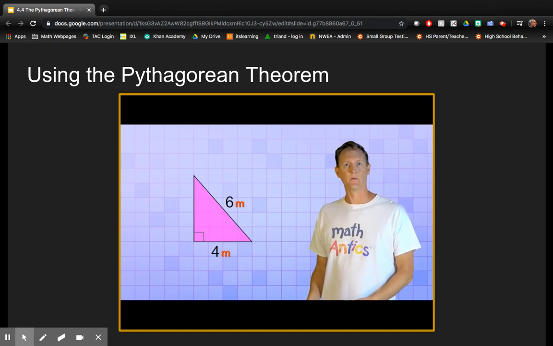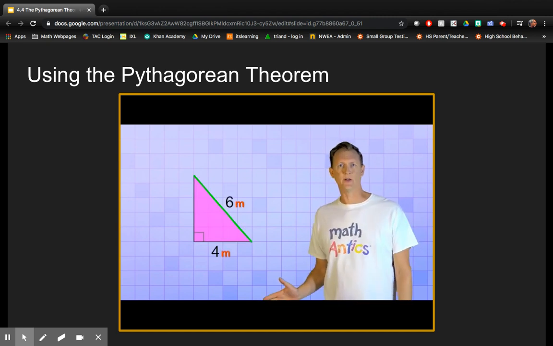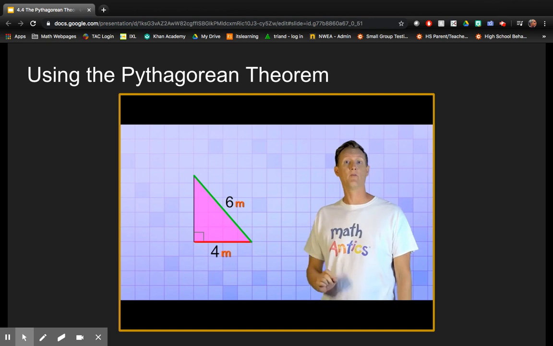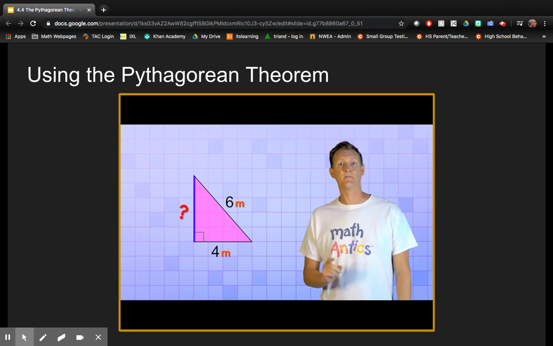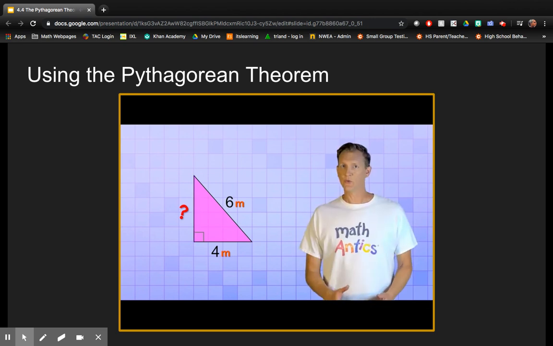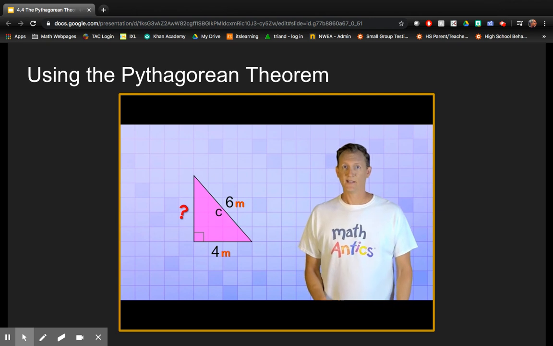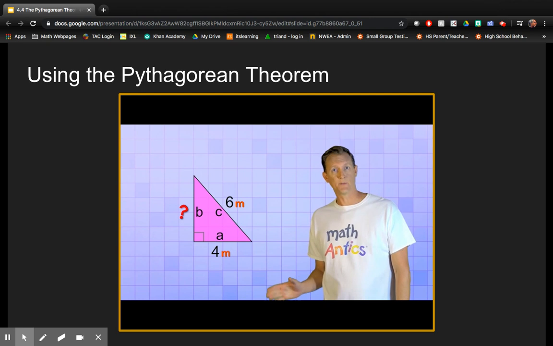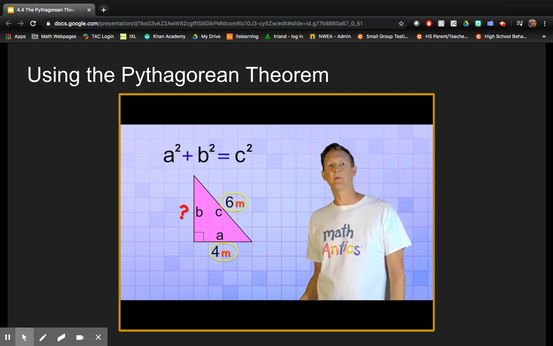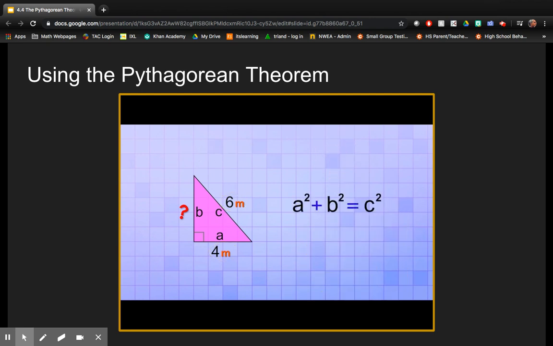Let's try another example. For this right triangle, we know the length of the hypotenuse, 6 meters, and one of the legs, 4 meters. But the length of the other leg is unknown. So let's use the Pythagorean theorem to find that unknown length. As usual, we call the hypotenuse side C. Let's call the leg we know side A, and the leg we don't know side B. Then we can substitute the known values into the Pythagorean theorem and solve for the unknown value. Replacing the C with 6 and the A with 4 gives us the equation 4 squared plus B squared equals 6 squared, which we need to simplify and solve for B.